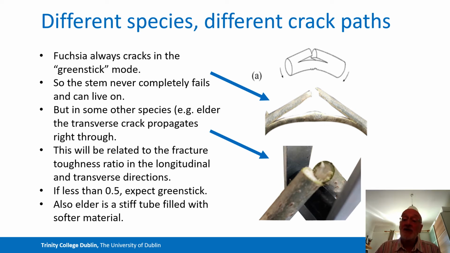So we think it's to do with the relative anisotropy of toughness in these two different materials. This one is relatively not so anisotropic, and therefore it goes straight across. Another complication I won't go into, but in some stems like the elder, they very definitely have a hard outer shell and a softer material on the inside, which has different properties, and that of course complicates the analysis.